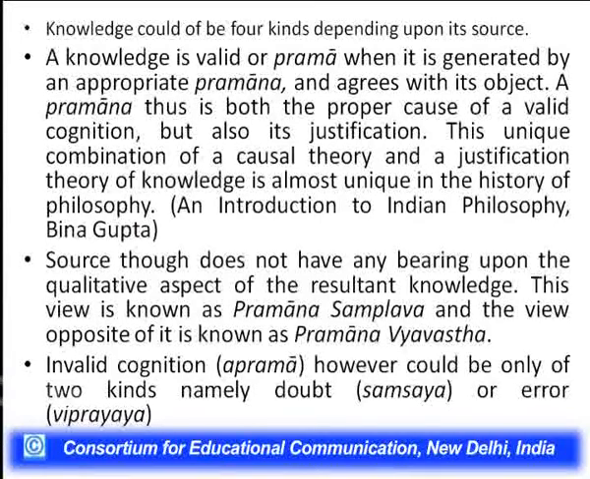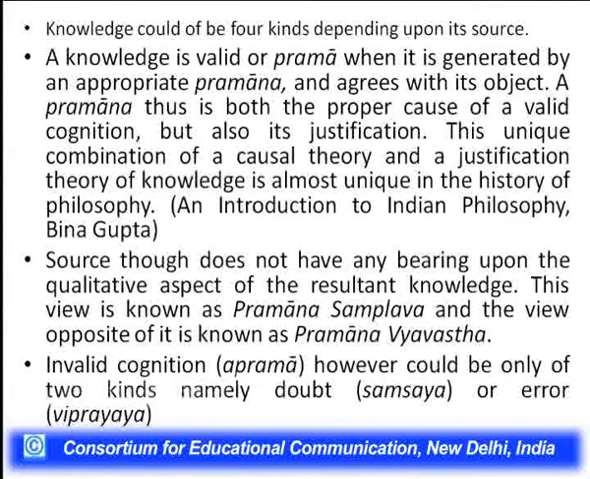So, its structure should be in complete agreement, should be congruent with the actual structure of the object. A pramana thus is both the proper cause of a valid cognition, but also its justification. So, being the cause, it lends its authority to the resultant piece of knowledge as well. But at the same time, it's not only the source of valid cognition, but also the source of justification of that resultant knowledge.